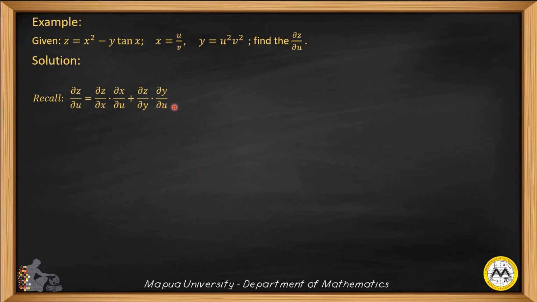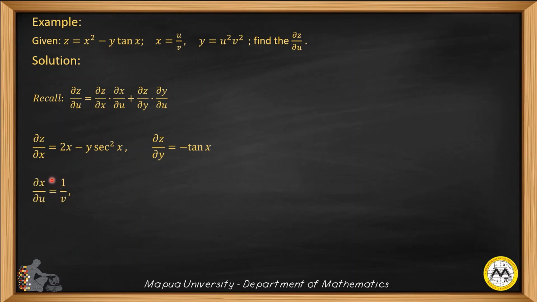Hence, to determine the partial derivative of z with respect to u, we need to work out the following. The partial derivative of z with respect to x, which is just given by 2x minus y secant squared of x, differentiating this partially with respect to x holding y constant. And the partial derivative of z with respect to y would just be equal to negative tangent x. Again, we differentiate this with respect to y holding x constant.